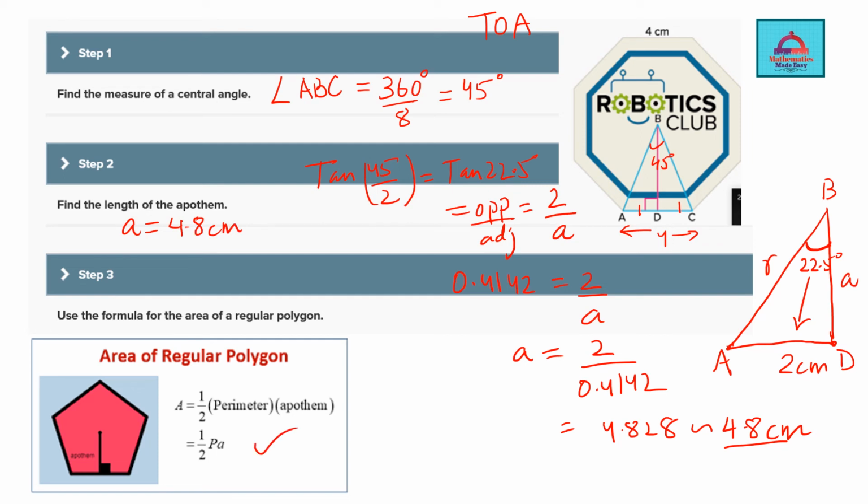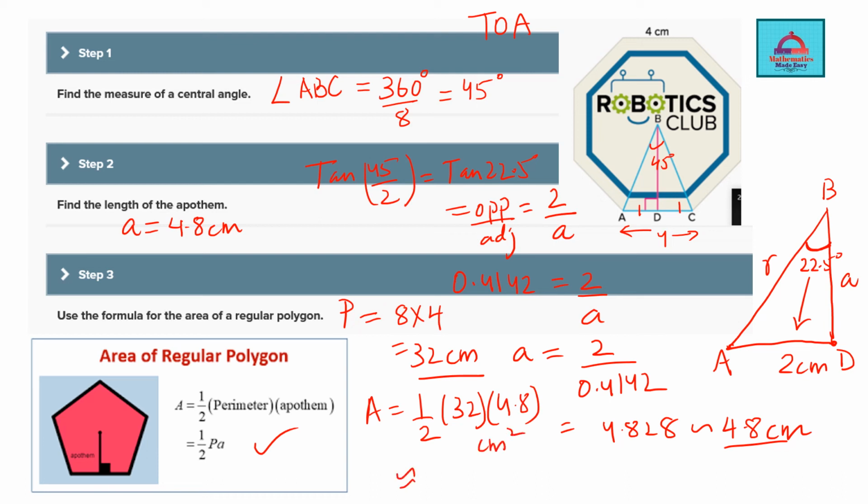Now we use this formula. The perimeter we already have: 8 times 4, which is 32. Just plug it into this formula. So the area is 1 by 2 times 32 times the apothem, and the unit will be centimeter square. This is about 77.29 centimeter square, and because we need to round off to one decimal place, 77.3 centimeter square. So that's the area of the regular polygon. I hope the steps are clear for you, and please try out more questions on area of regular polygons.